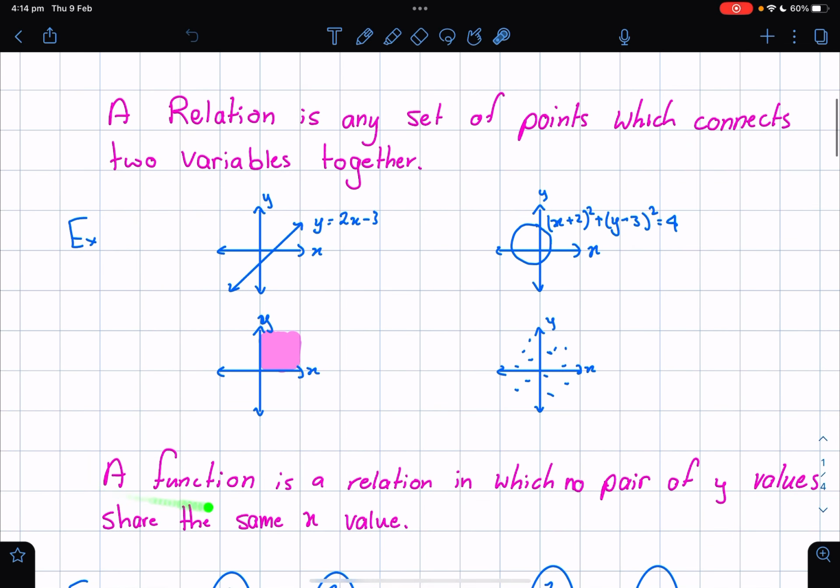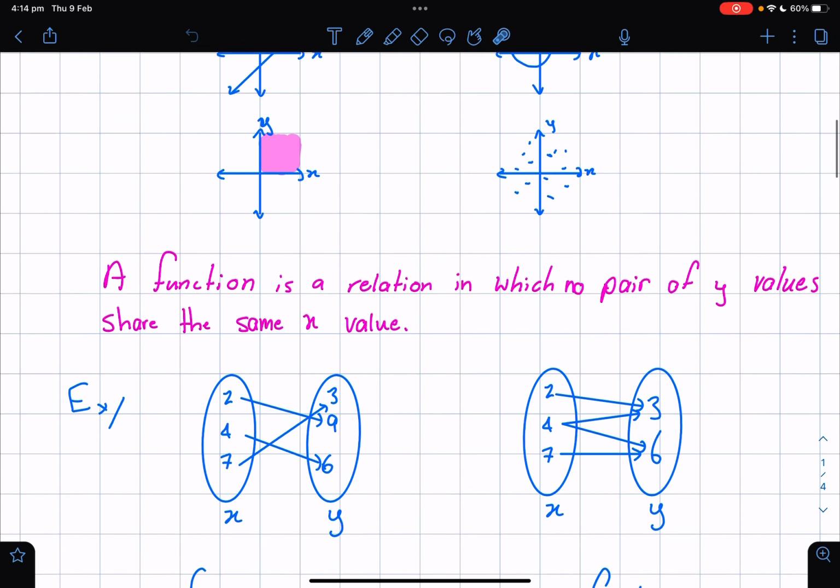A function is a bit more specific though. A function is a relation, okay? So all functions are relations, but no pair of y values share the same x value. So that means no two y values can come from the same x value.